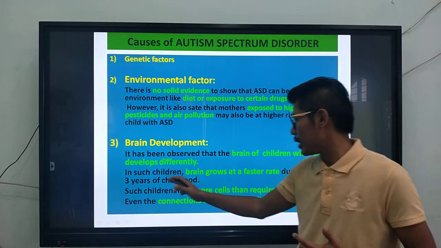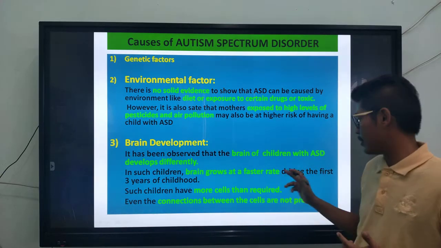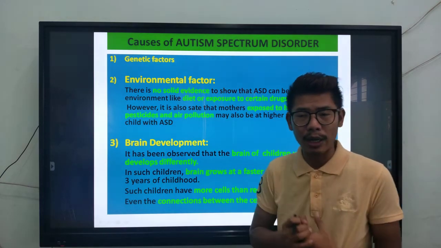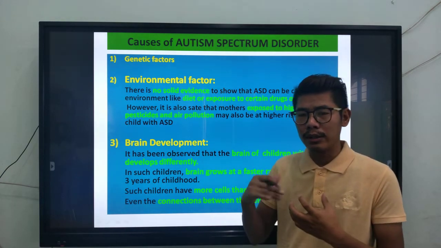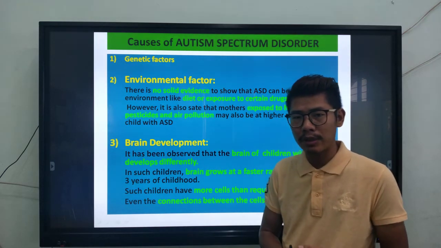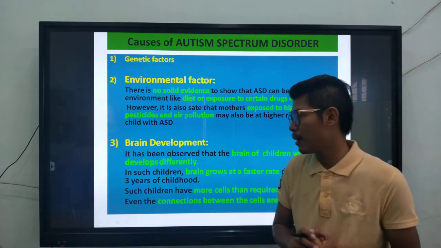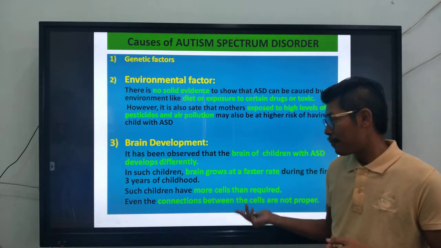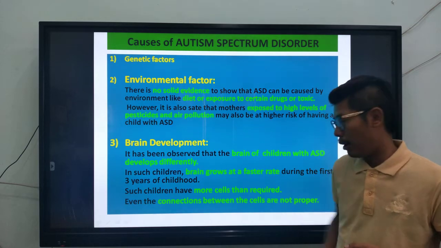In such children, the brain grows at a much faster rate during the first 3 years of age. So if your brain is growing very fast, the brain is trying to adjust to the environment, to the learning, to a new environment. So there are great problems for this kind of children. Such children have more cells than required. So this is also a cause of this ASD.